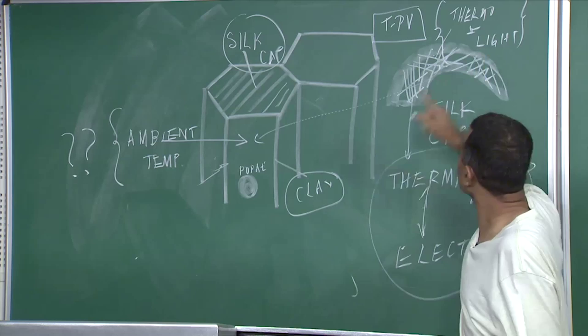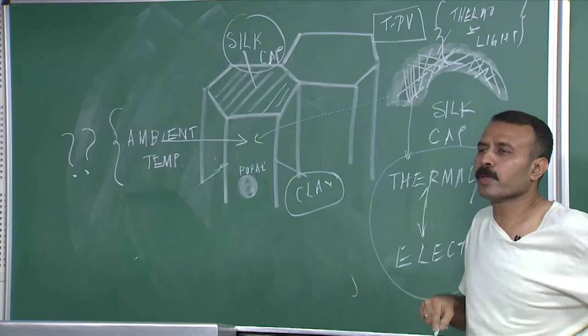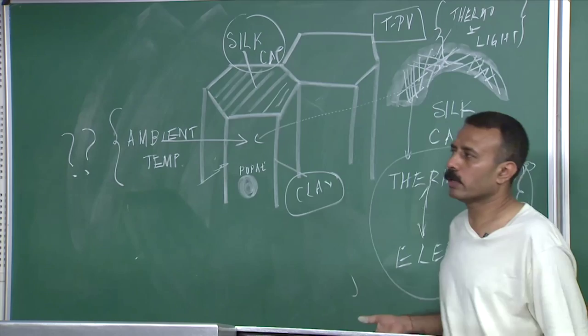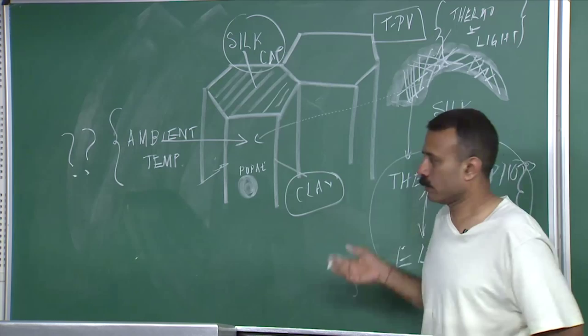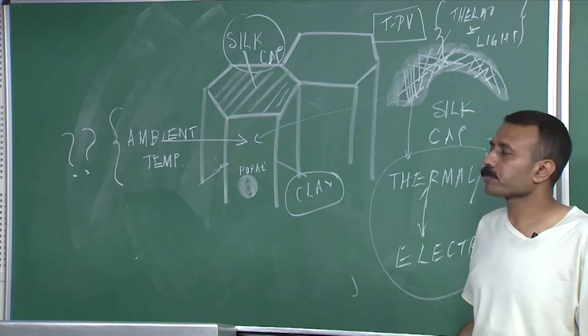Okay. How to study this? This is a very challenging problem. This is not something so easy. First of all, you have to collect these hornet nests. So, Professor Ishe collected all these things in the Mediterranean region. Okay. And after collecting the hornet nest, the silk cap comes like this.